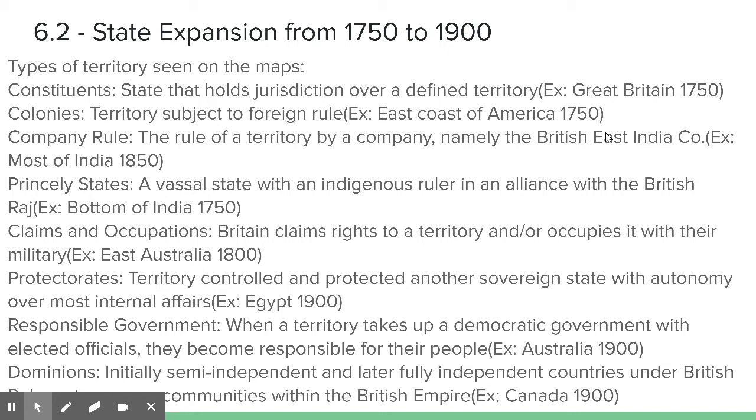And then there are princely states, which is only in India, where a state with an indigenous ruler is in an alliance with the British. Then there's claims and occupations, which is where Britain claims a right to a territory and or occupies it with their military. There's protectorates, which is just a place that's controlled and protected by Britain. There's responsible government, which is when a territory is able to govern themselves and they kind of take control of themselves. And then there are dominions, which pretty much just marks that the territory is eventually going to become fully independent. So like Canada was a dominion, as well as Australia.